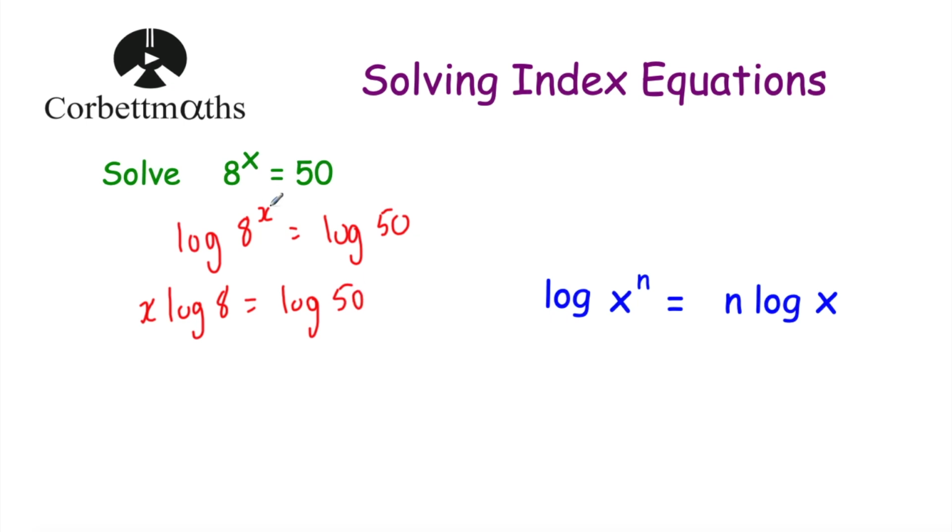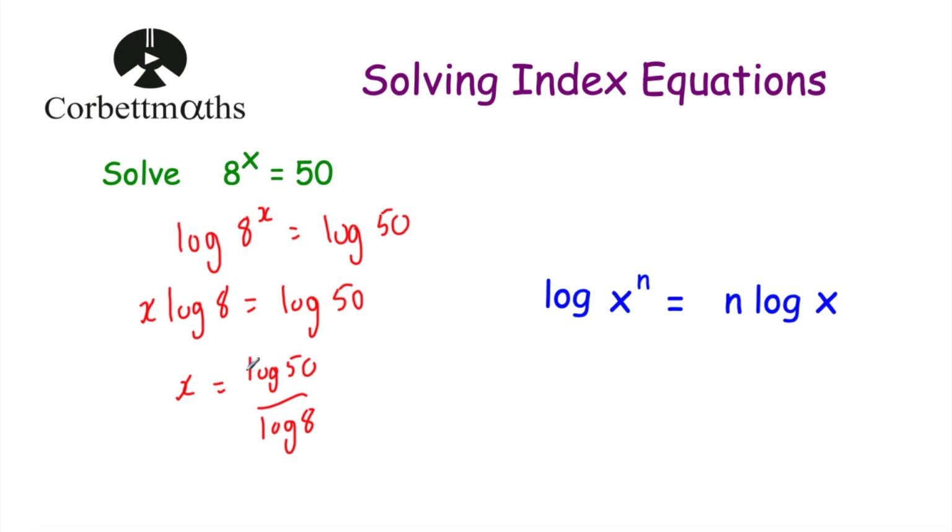So we've taken the logs of both sides, we've then brought the power down, so we've now got x times log 8 is equal to log 50. Now we want to solve this equation to find out what x is, so we're now going to divide both sides of this equation by log 8. So we're dividing the left-hand side by log 8 to get rid of the log 8, so we'll just be left with x. On the right-hand side we've got log 50, and we're going to divide that by log 8. So we've now got that x is equal to the log of 50 divided by the log of 8.